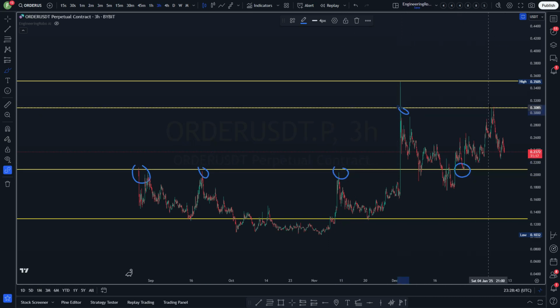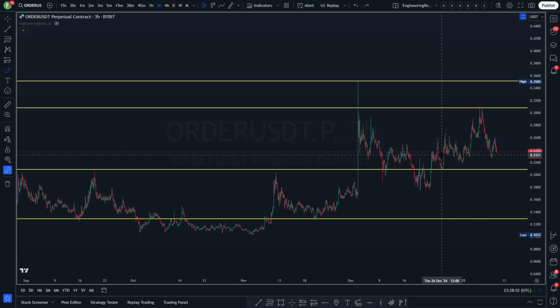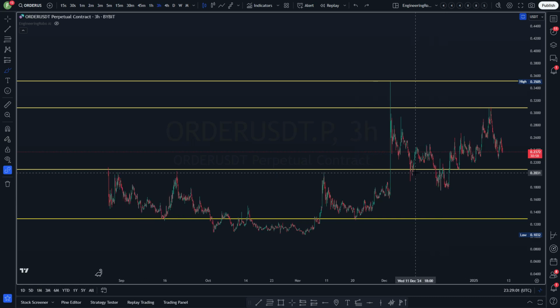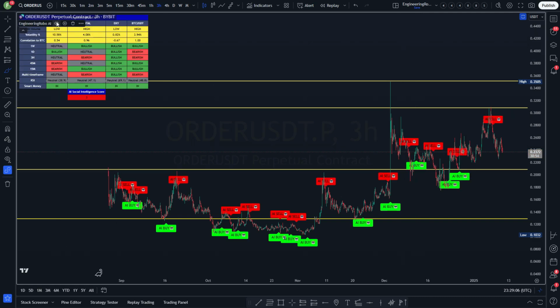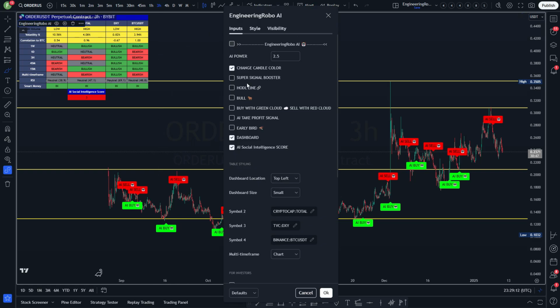I'm not actually very precise with this, but there's a purpose for that, because although price does interact at certain points, it's more interested in zones, where price could dip a little bit below or not go to that price point exactly. So I just want to highlight loosely where the turning points are in the chart. Let's switch on EngineeringRobo AI. What I'll do first, because there's a lot, is go through it all bit by bit.